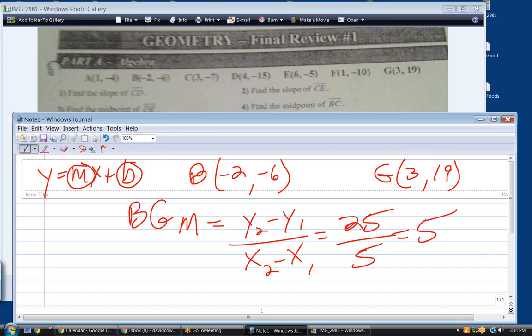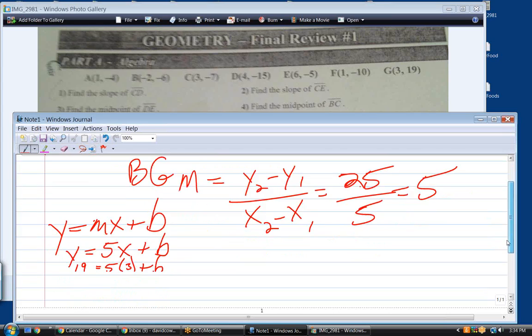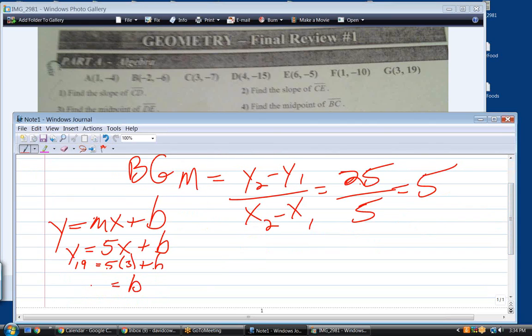Okay. So then you take the equation y equals mx plus b. And then m is 5, so y equals 5x plus b. And then you can do 19 for y equals 5 times 3 plus b. Okay, so what's b? So then that would be 15 and it would be 4. So what's the equation of the line? So y equals 5x plus 4. Okay, good. So that's the equation of the line BG.